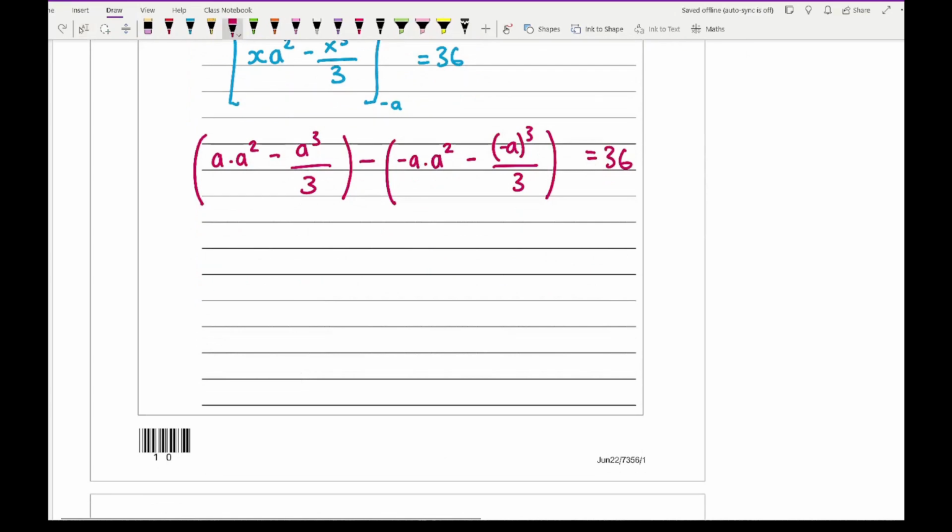So then neatening all of this up, I get a cubed minus a cubed over 3 minus, and then, well, let's just write this out how it is.